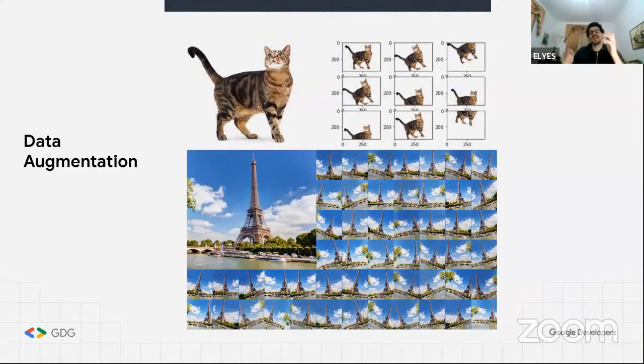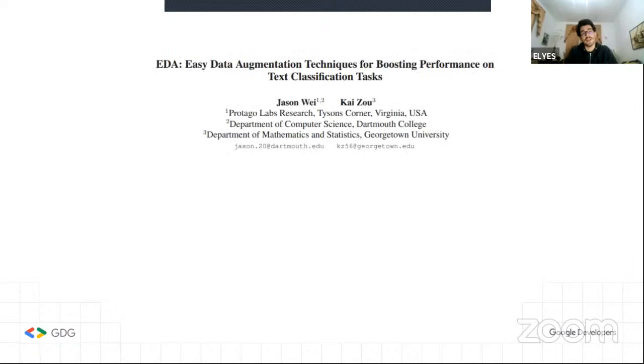Starting off with the easiest way to use data augmentation, it's called EDA, or Easy Data Augmentation Techniques for boosting performance on text classification tasks. It's a fairly old one, and it introduces 4 operations that are done on each of the sentences of your dataset, and these 4 operations together can create up to 9 or 12 copies of the same sentence.